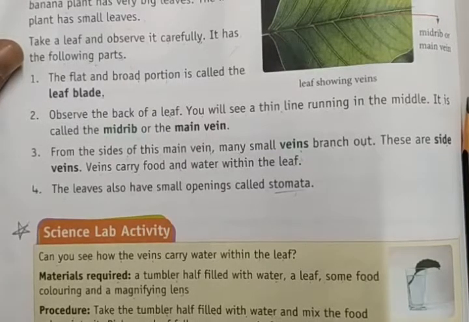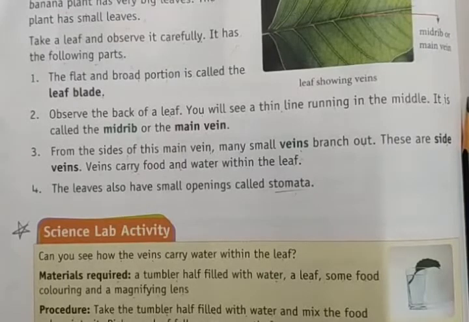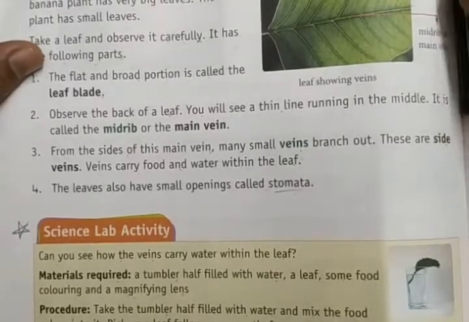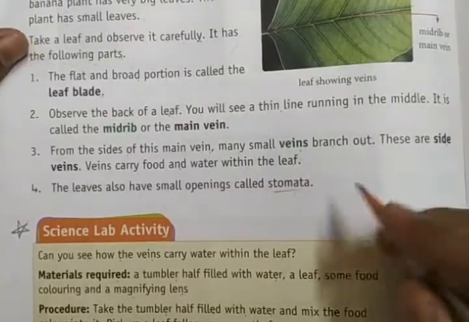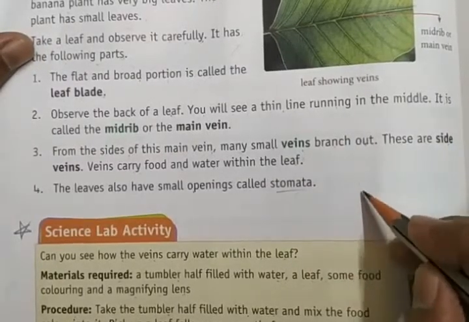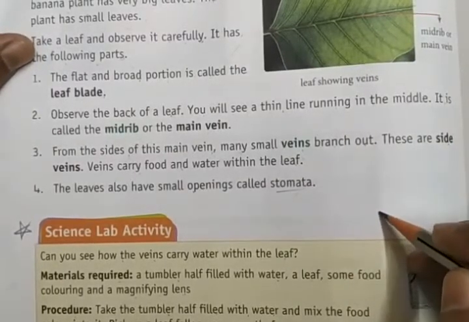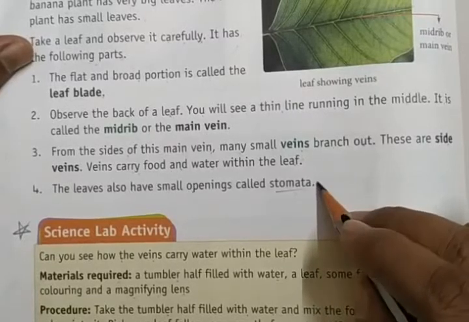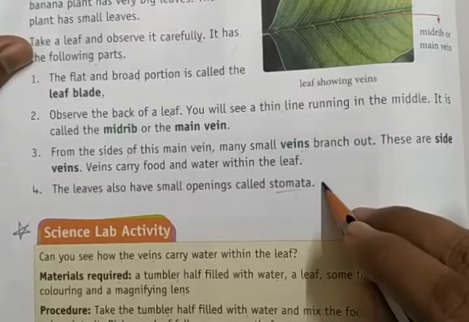With the help of those small holes called stomata, food is prepared through photosynthesis. Clear? The leaves also have small openings called stomata. They are called stomata. Okay?